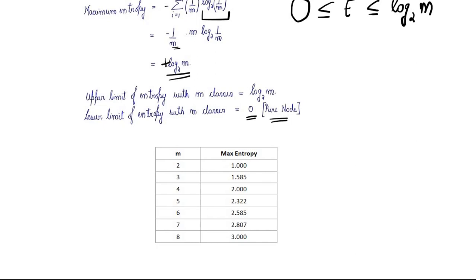So this table shows the entropy values corresponding to the classes which are more than 2. The entropy value corresponding to 3 over here is 1.5, which is definitely greater than 1. Corresponding to 4 is 2, corresponding to 8 is 3, and so on. So the maximum value of entropy keeps on increasing with an increase in the number of classes. This means that the randomness increases with the increase in classes. This is one of the possible reasons why the performance of a decision tree suffers when we have more and more classes.